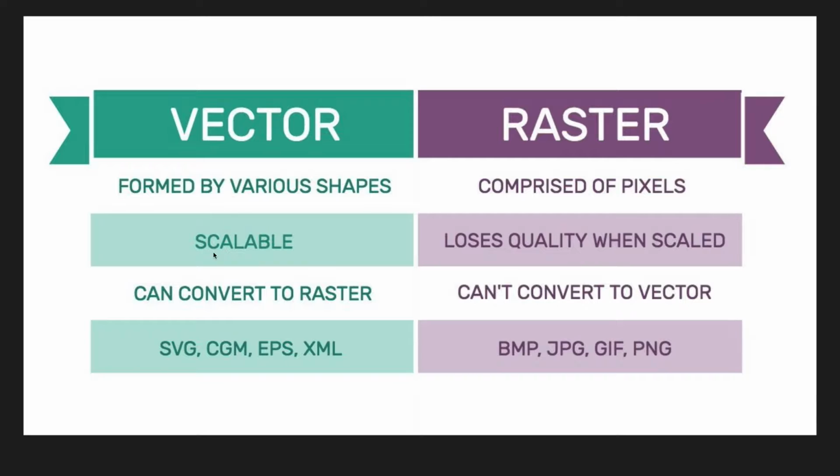A vector you can convert back to a raster file, but a raster file you can't convert to a vector. You'd have to trace, and that's what we're going to do. We've been working with raster files, so JPEGs and PNGs. Again, the vectors are made up of various shapes, and they're scalable. So you can make a vector as big as you want and you won't lose the quality, unlike the raster file that loses quality when you make it really big since it's made up of pixels.